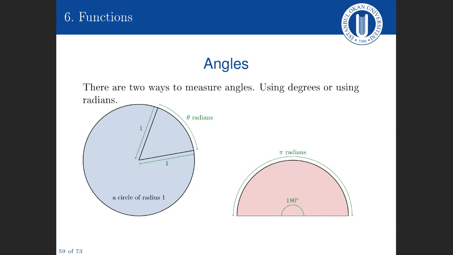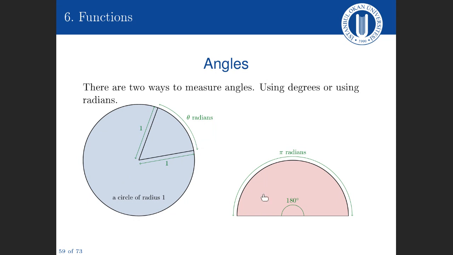Before I finish this chapter, I want to talk about angles. Two common ways to measure angles. We could use degrees or we could use radians. I want to discuss radians briefly. What is a radian? Imagine that we have a circle of radius 1 and we measured around the outside of the circle. This distance is the angle in radians.